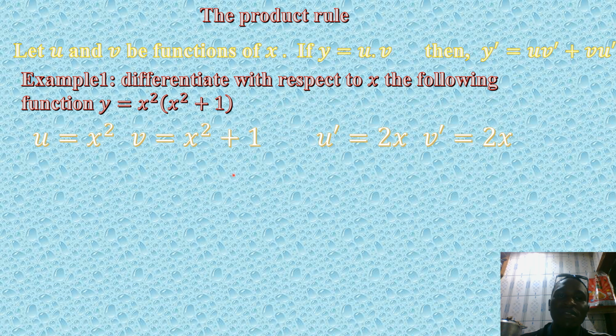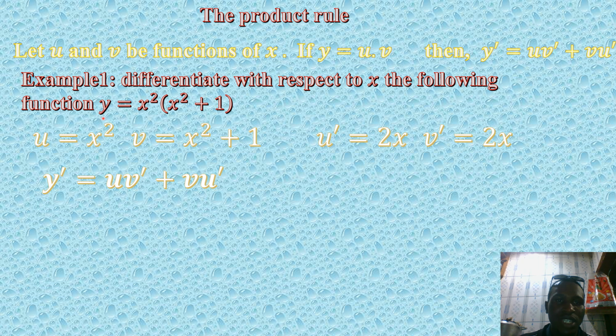So all we need to do now is to apply the formula, this formula. So the formula says y prime is equal to u v prime plus v u prime. So you keep the first function unchanged, differentiate the second, then keep the second function unchanged, you differentiate the first. So it's easy to keep it like that. So you don't need to cram the formula, just keep that statement in your head and you are good to go. So all you need to do now is just to substitute.